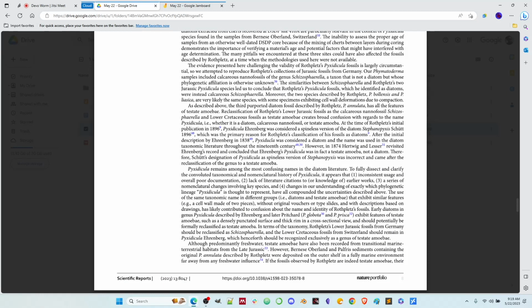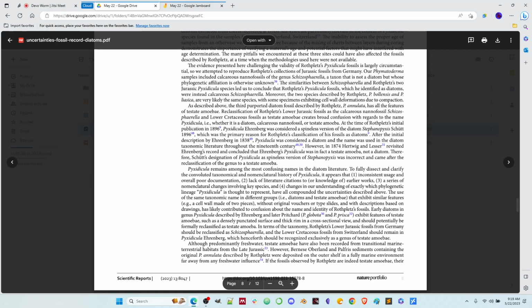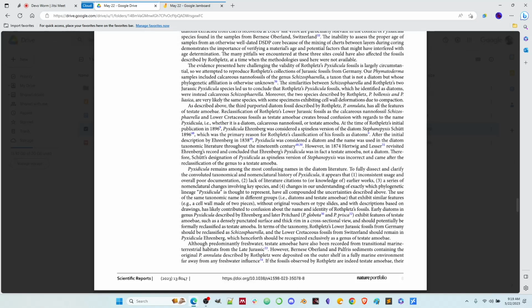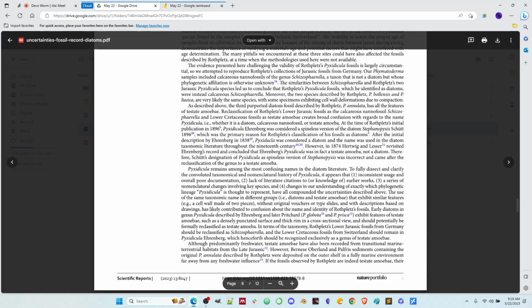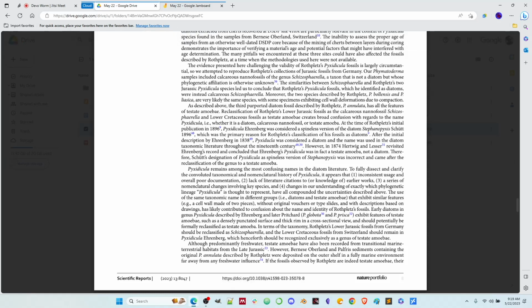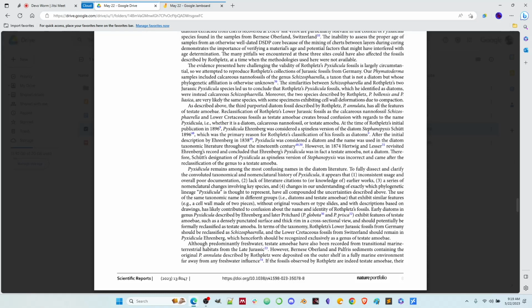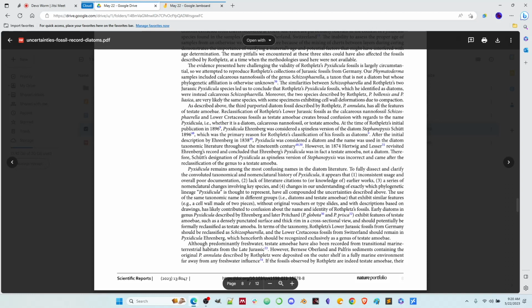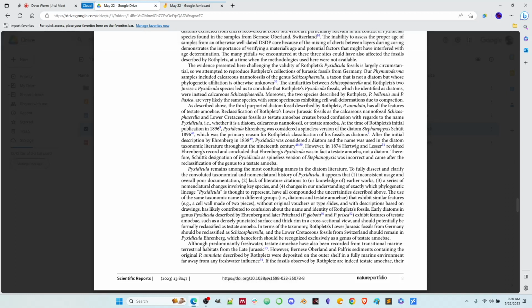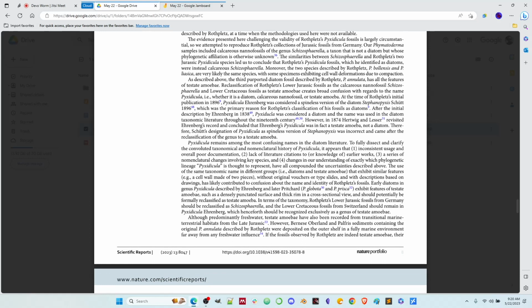As described above, the third purported diatom fossil described by Rothpletz, P. annulata, has all the features of a testate amoeba. Reclassification of Rothpletz's lower Jurassic fossils as Calcareous nanofossil and lower Cretaceous fossils as testate amoeba creates broad confusion with regards to the name Pixadicula. I'll get that right at some point. Whether it is a diatom, Calcareous nanofossil, or testate amoeba. So there are all these three possibilities for what they might be, and they still don't know.